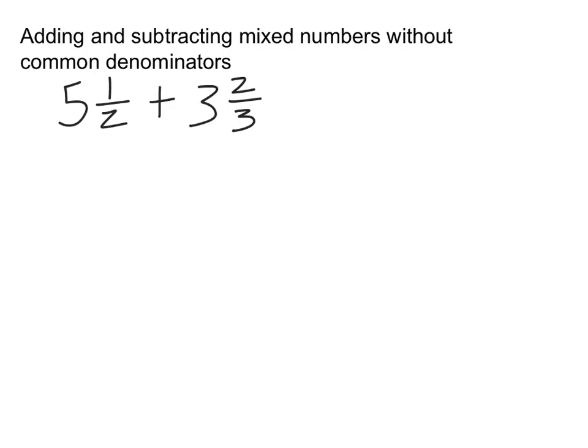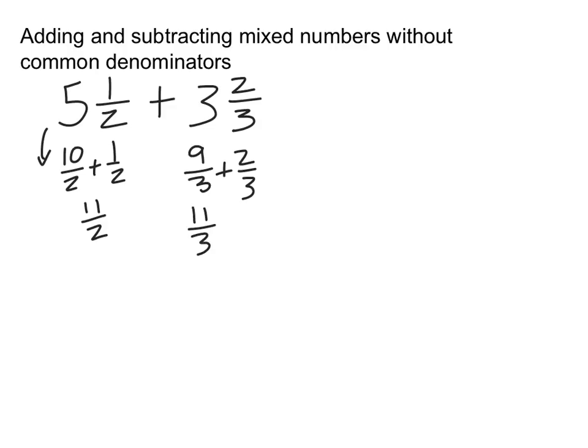So first, let's convert these into our improper fractions, and then let's make a common denominator. You can do it the other order too. You can make the common denominator first if you want. It doesn't really matter. So 5½ is going to become 10 halves plus 1/2, which is 11 halves. And 3 2/3 is going to become 9/3 plus 2/3, which is 11/3.